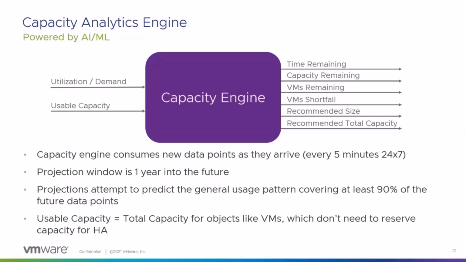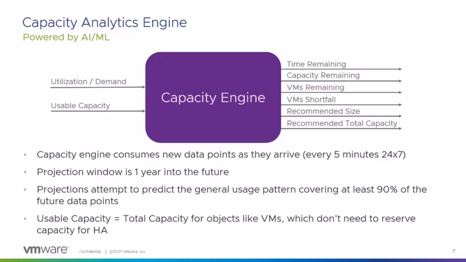And like I said before, this happens every 5 minutes. Whenever a new data point comes in, all these calculations are redone and come up with new projections. These projections go out a year into the future. They look at patterns and usage, and it tries to cover at least 90% of the future. So when you look at the projection, it tries to fit at least 90% of that projection. And the last thing here is usable capacity.